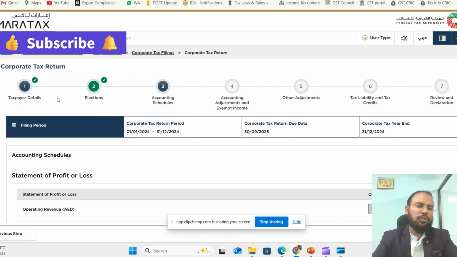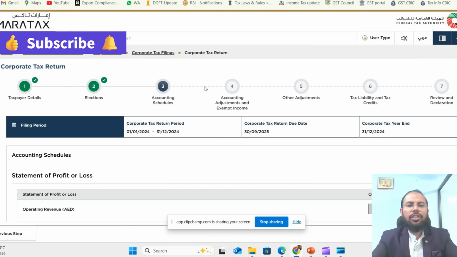We already covered these 2 steps. First is taxpayer details, second is election. Election is very important for your understanding because the option you choose will be applicable for your future. You cannot revoke that election, subject to certain conditions.